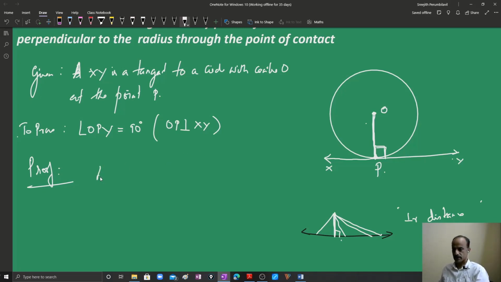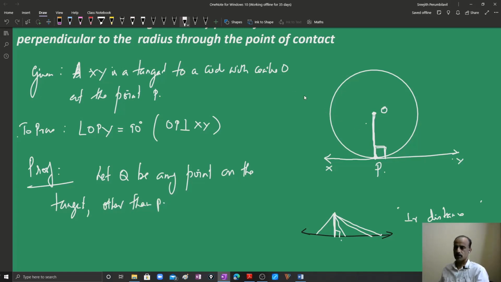Let Q be any point on the tangent other than P. So we are marking one point P, and another point Q. Q is a point other than P on the tangent. Somewhere here I can mark Q. Join OQ. We'll be joining OQ.